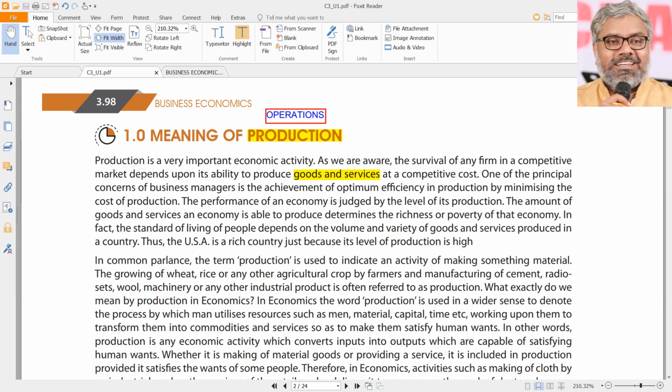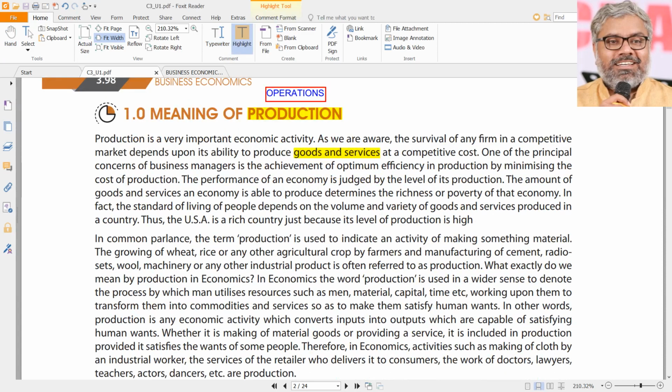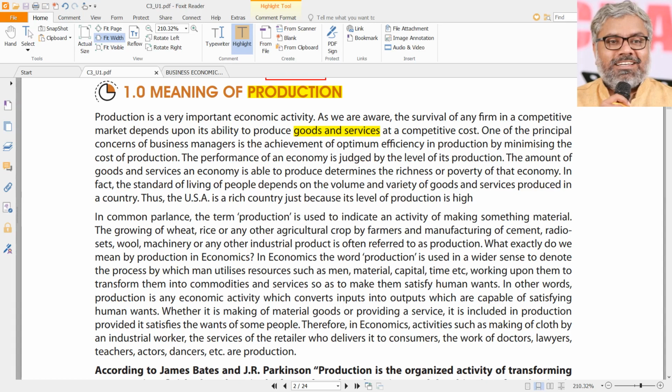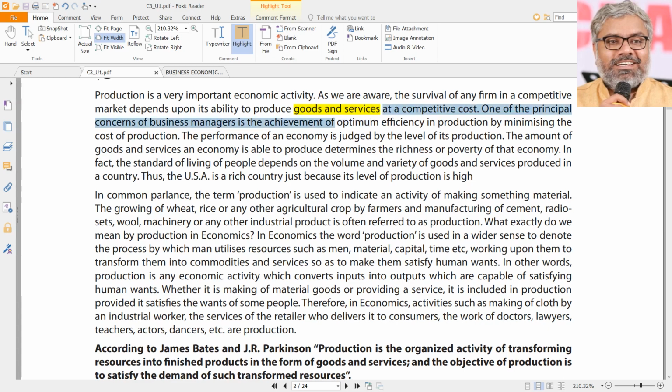And for any organization, naturally, because this is the core of the organization, the principal concern is to achieve optimum efficiency in production, naturally, by minimizing the cost of production. So these are the two chapters we are talking about. The first chapter, or first unit, talks about optimizing the efficiency in the production process. Don't think we are going to optimize something. We are only going to know some theories about it.